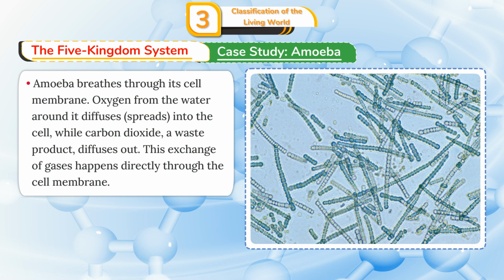Amoeba breathes through its cell membrane. Oxygen from the water around it diffuses, spreads into the cell, while carbon dioxide, a waste product, diffuses out. This exchange of gases happens directly through the cell membrane.